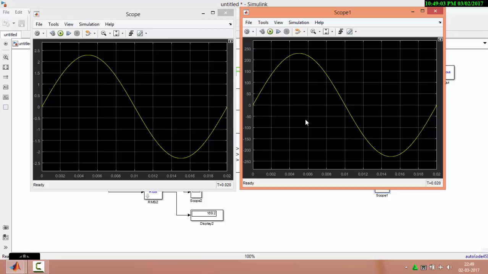Now let us change. This is for an R circuit. In an R circuit, both voltage and current are in phase.